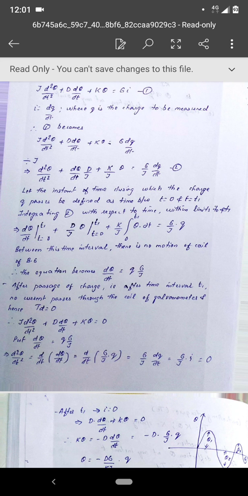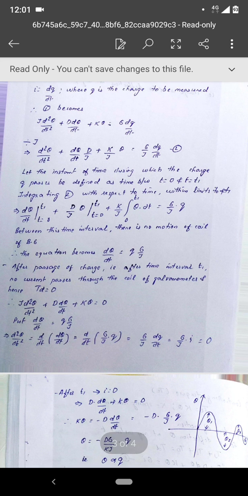In this time interval, 0 to t1, where there is a change in charge, current or flux linkages, there is no motion or swing of the galvanometer. So theta can be taken as 0. Therefore the equation becomes d theta by dt equal to q G by J. Why is that happening? Because theta is equal to 0.